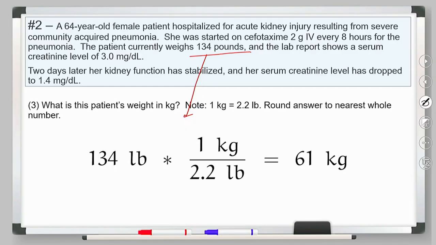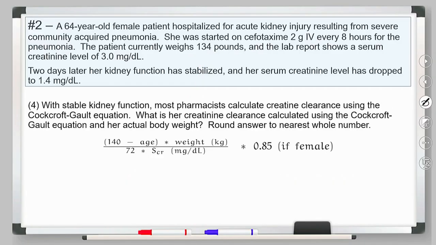Divide by 2.2, so we're going to take the pounds and divide it by 2.2, so we have a 61 kilogram patient. The only reason I bring that up is because now let's use this formula. This one is called the Cockcroft-Gault formula. It is the one we'll use in lab. It's the one that most pharmacies use when calculating a creatinine clearance. So this is the most common one.